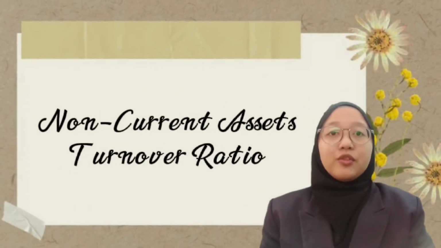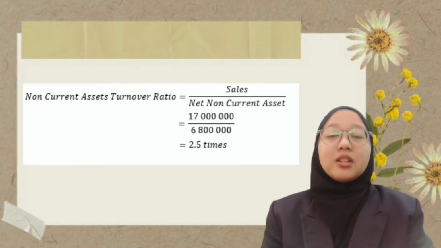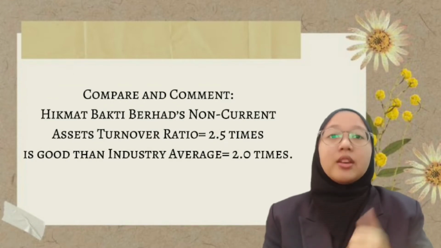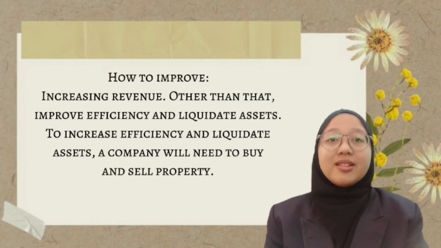Next, the non-current asset turnover ratio. It measures the annual revenue generated per unit of non-current asset. After the calculation, we get 2.5 times. Hikmat Bati Berhad's non-current asset turnover ratio is better than the industry average of 2.0 times. The way to improve the ratio is increasing revenue.